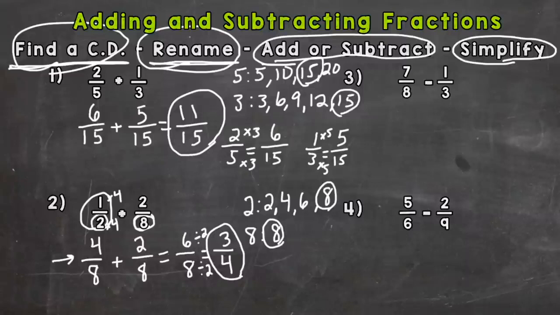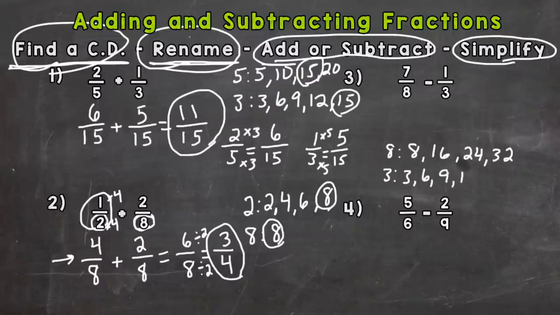So let's go to number 3. We have a subtraction problem. 7/8 minus 1/3 here for number 3. So we obviously don't have a common denominator, so our first step is going to be to find one. So let's list our multiples for 8 and 3. So 8, 16, 24, 32. Now let's list our multiples of 3. 3, 6, 9, 12. Now we don't have a match yet, so we need to continue to extend.